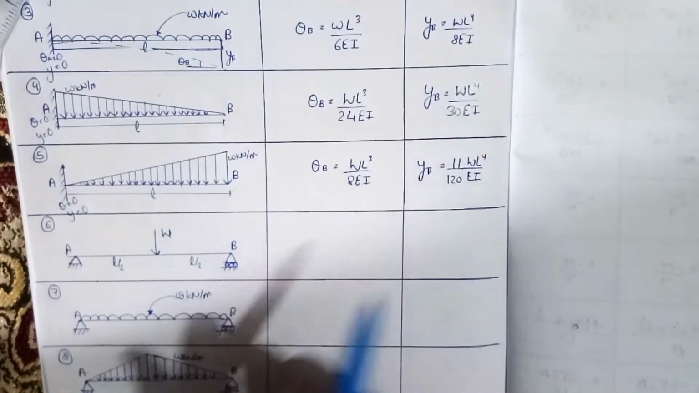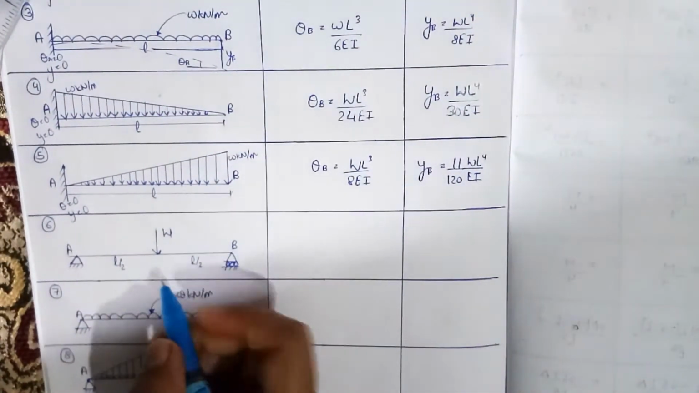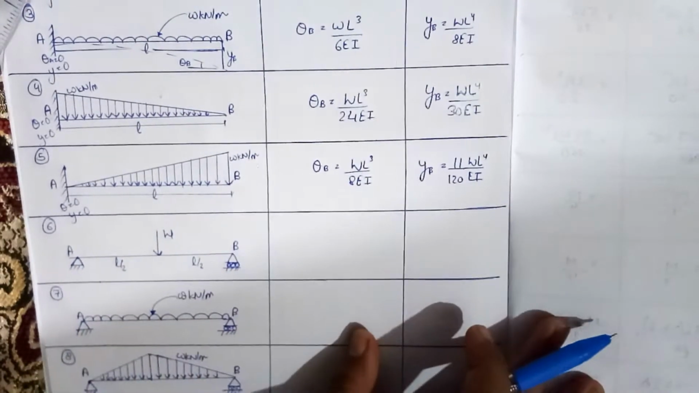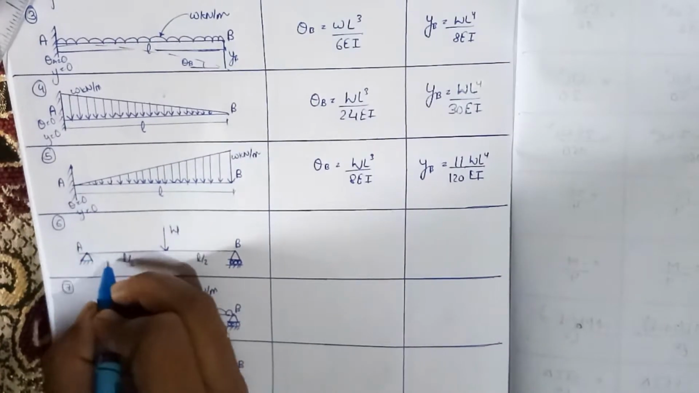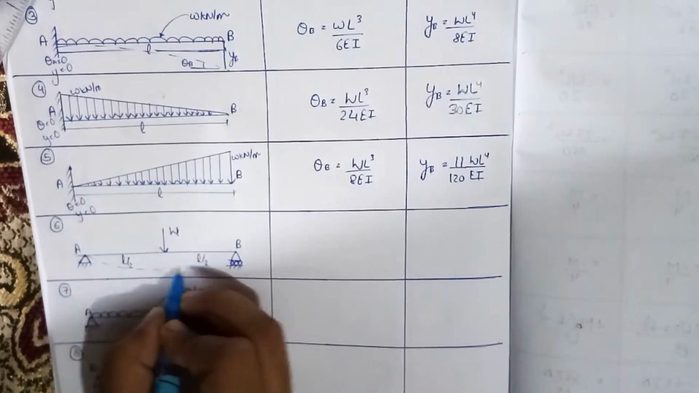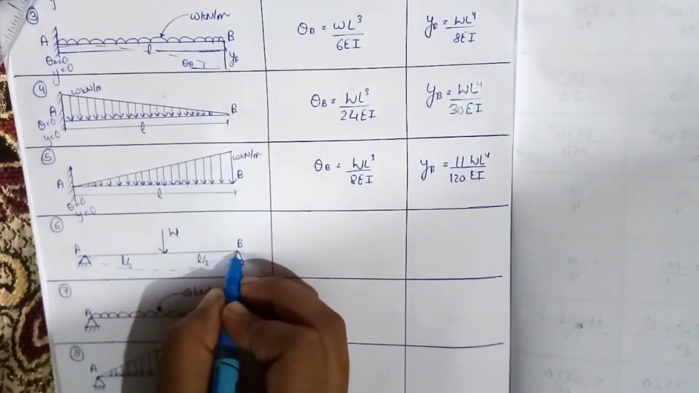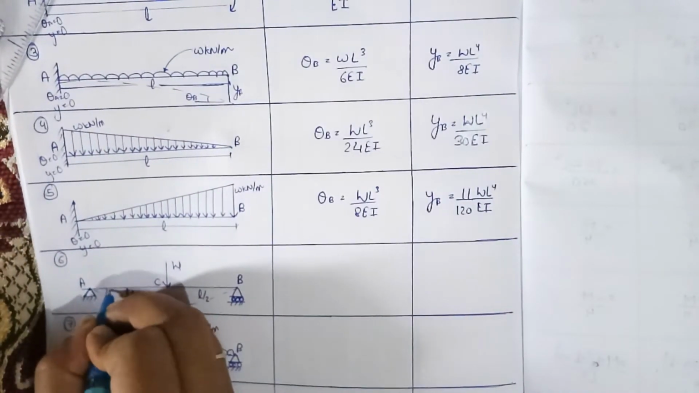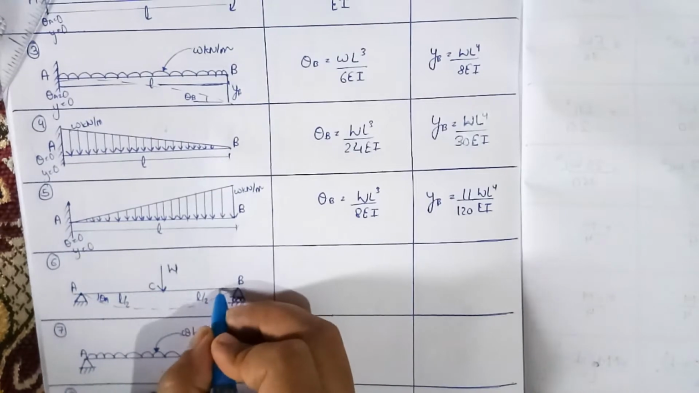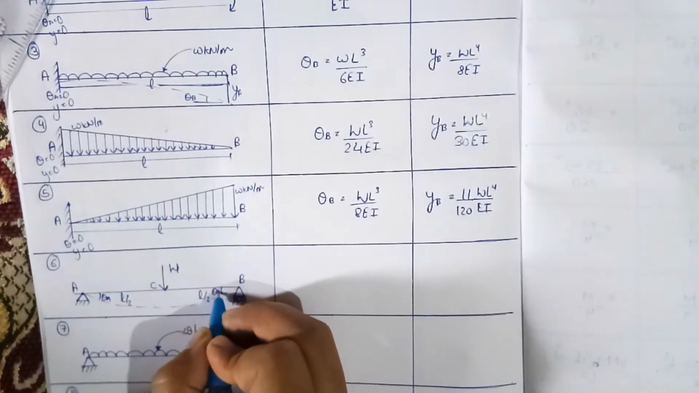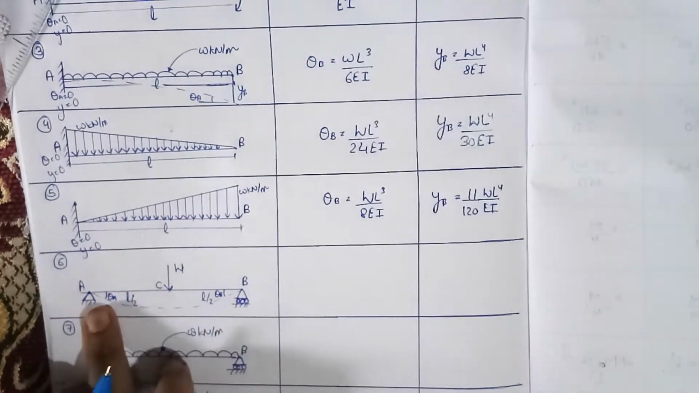Next we will see the values of slope and deflection for the simply supported beam. So this is the simply supported beam subjected to a UDL at the central point. Okay, in that case the beam will deflect like this. There is a slope theta A at this joint and a slope theta B at this joint. Okay, this is theta B and this is theta A.